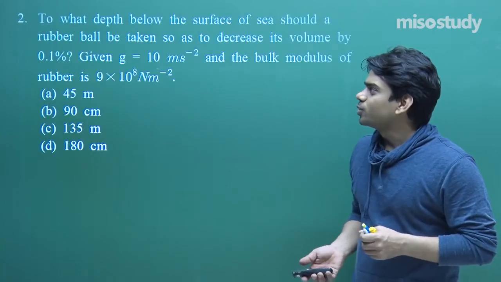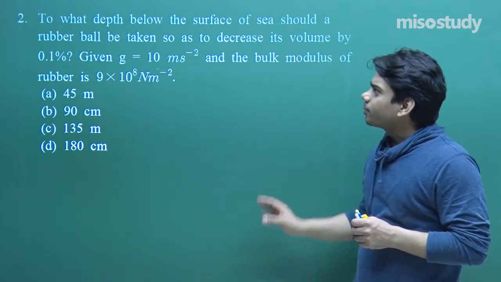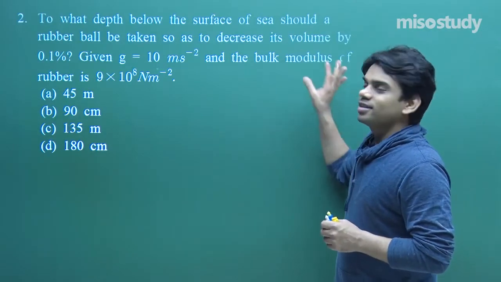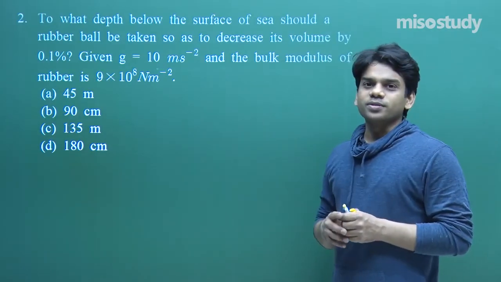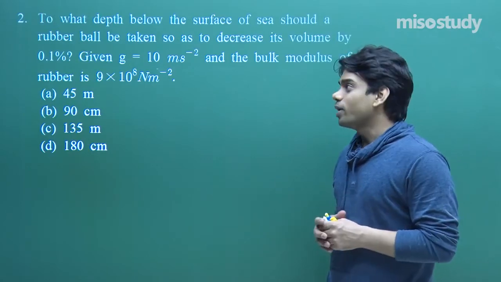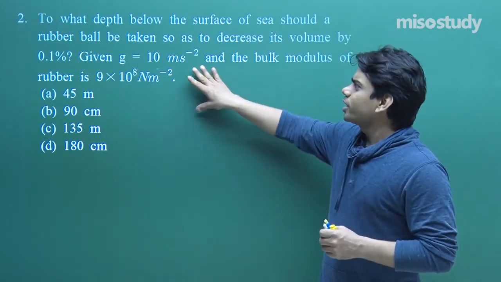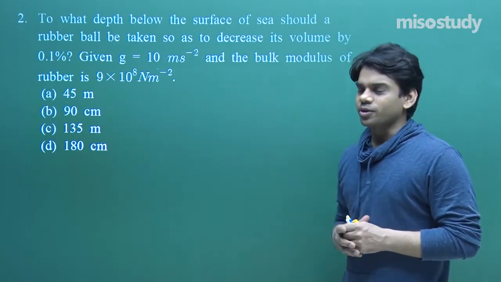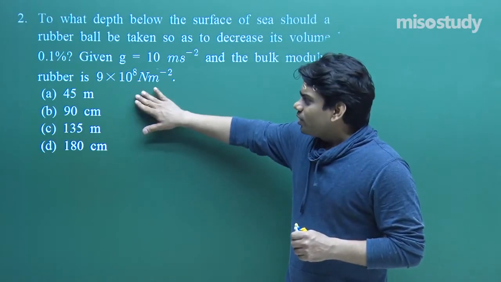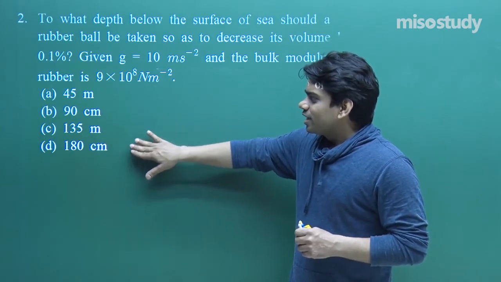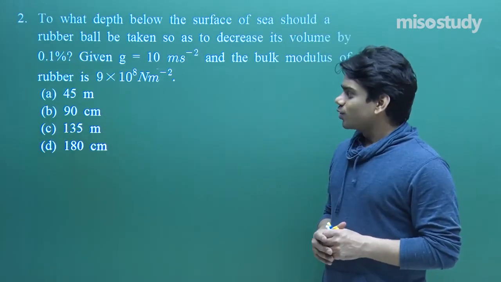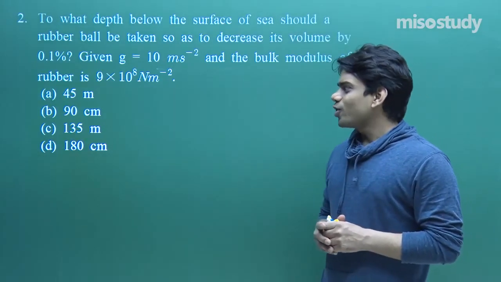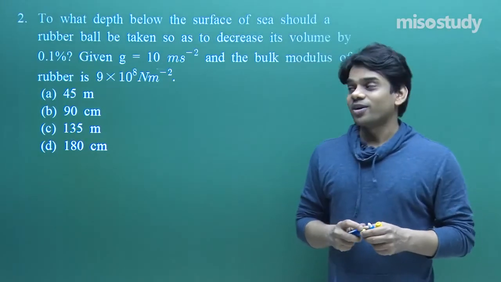Next thing, question number 2. To what depth below the surface of sea should a rubber ball be taken so as to decrease its volume by 0.1%? Given g equals 10 meter per square second and the bulk modulus of rubber is 9 into 10 to power 8 Newton per square meter. A 45 meter, B 90 meter, C 135 meter and D 180 centimeter. So some answers are in meter, some are in centimeter. Let's check which option is matching with our right result.